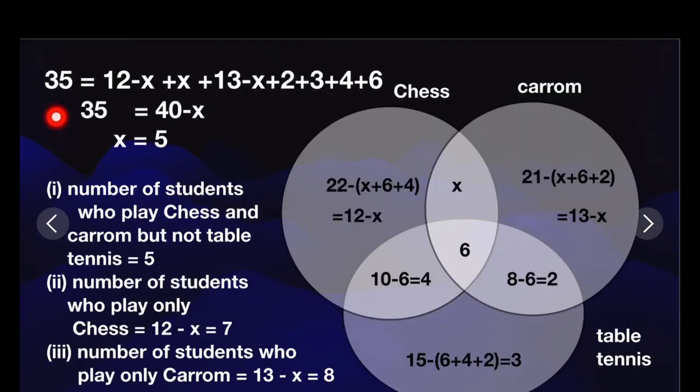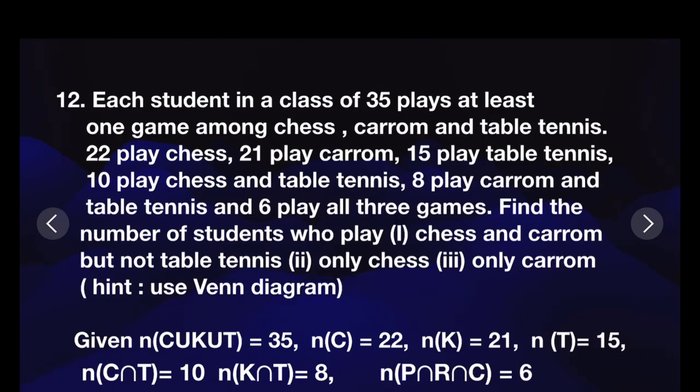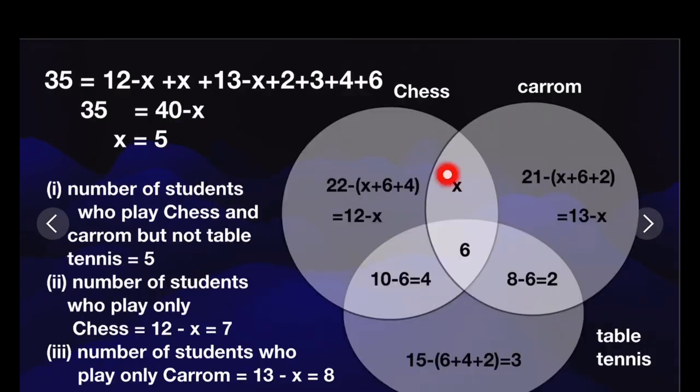And then the unknown value is this. They have not given this portion, the students who play chess and carom only. This portion we have put as x. It is not given, so you put it as x and find out the value. So first you got this value 5. Then write down all the answers.